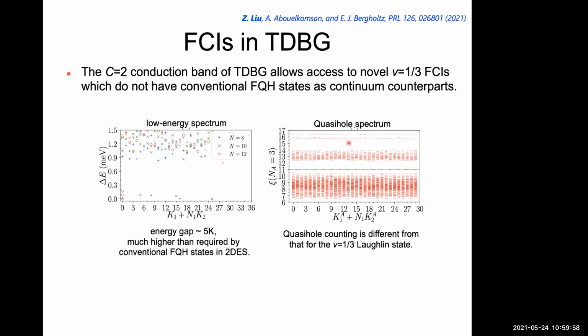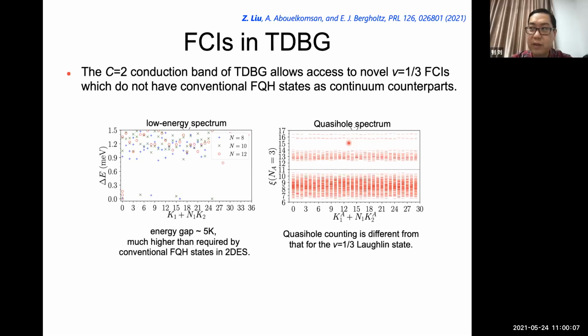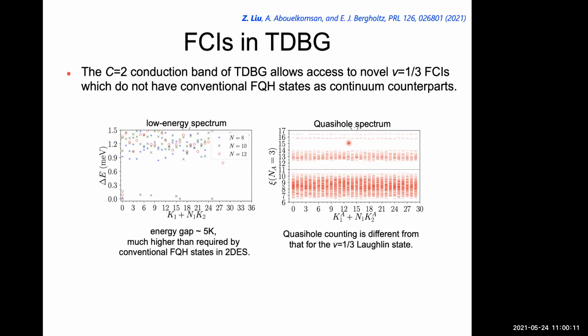Right. But it's not, for example, the Laughlin, anti-Laughlin state, etc.? No, I don't think so. How do we distinguish between the two topological phases? The quasihole counting is one thing that you mentioned probably.